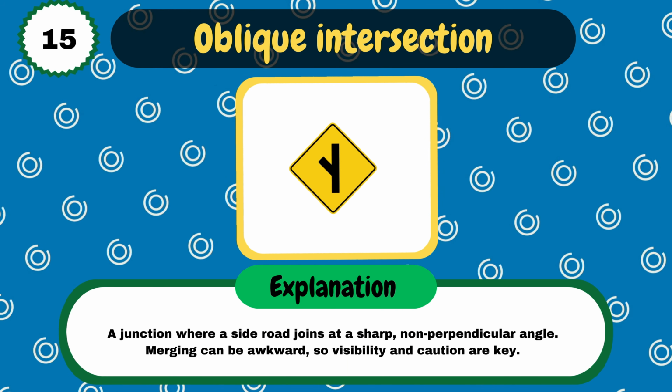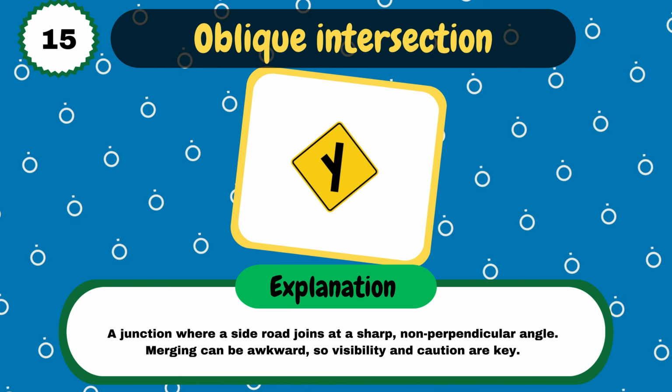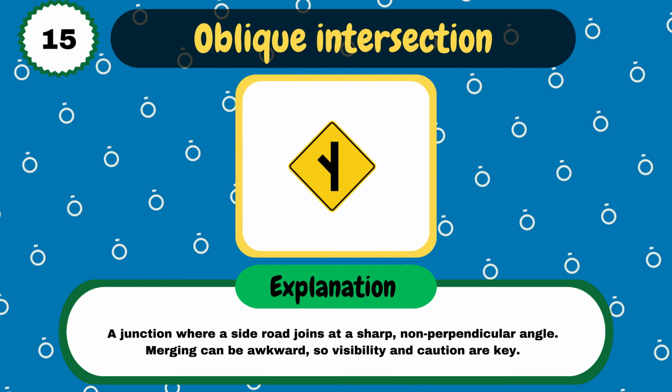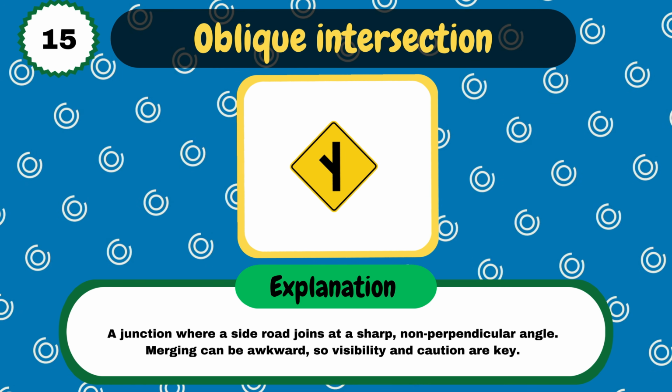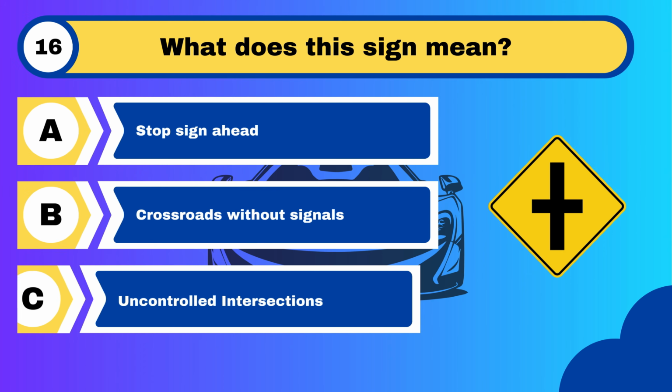This is the oblique intersection sign, and it means that a side road joins the main road at a sharp or slanted angle rather than straight on. Merging visibility may be poor, so drivers must slow down and allow extra space for safe lane changes.